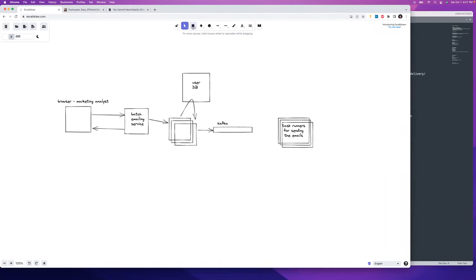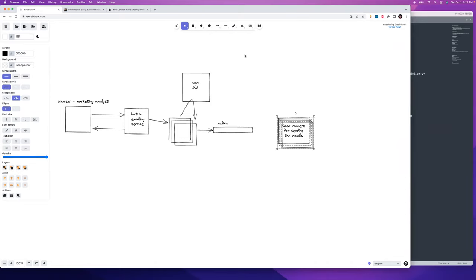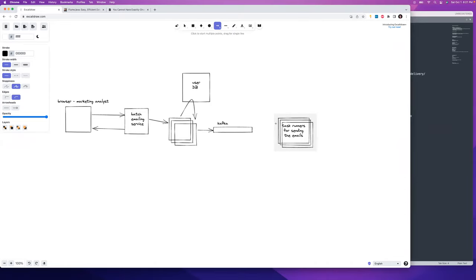Okay, so you're going to have this task runner. It's going to pull a message. It's going to pull something off of Kafka. Whoops, I don't want that. I want one of these. We're going to pull a message off of Kafka.